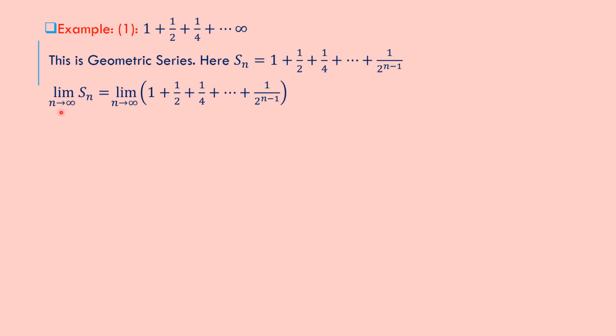Limit Sn as n tends to infinity means limit n tends to infinity of 1 plus 1 by 2 plus 1 by 4 plus etc. plus 1 by 2 power n minus 1. Since when we apply the limit, this series will be a sum to infinite terms because n is tending to infinity. So this goes up to infinity.